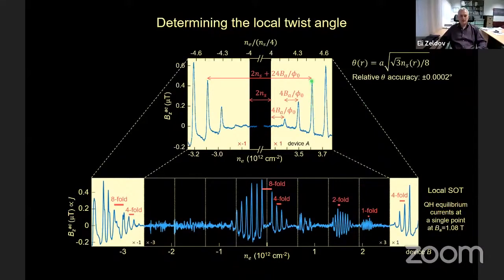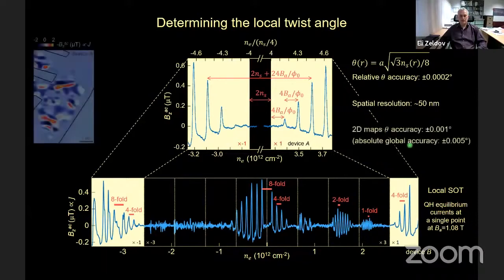And these peaks are extremely sharp. Essentially, they're a single point in our measurement, which is about 1 millivolt apart in the backgate, and the distance between these peaks is about 20 volts in backgate. So we have an extreme precision that allows us to measure this distance to very high accuracy, measuring ns. Once you know ns, you get the local theta, and we obtain a relative accuracy of about 0.2 millidegrees in the local assessment of the twist angle, and this is with a spatial resolution of 50 nanometers.